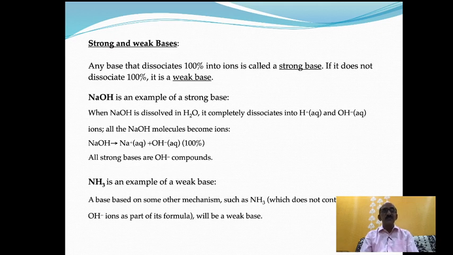Now, next, what are strong and weak bases? Like strong acids and weak acids, there are strong bases and weak bases. The strong bases, like the strong acids, completely dissociate. Any base that dissociates 100% into ions is called a strong base, but one that does not dissociate 100% is a weak base. For example, NaOH is an example of a strong base.